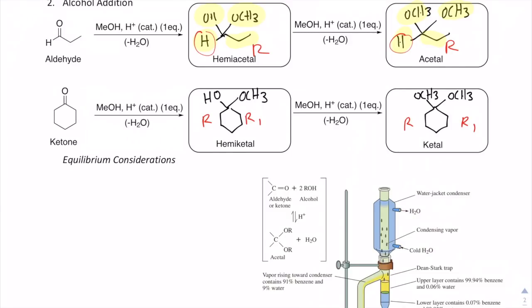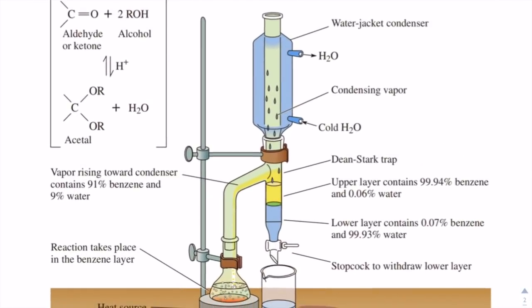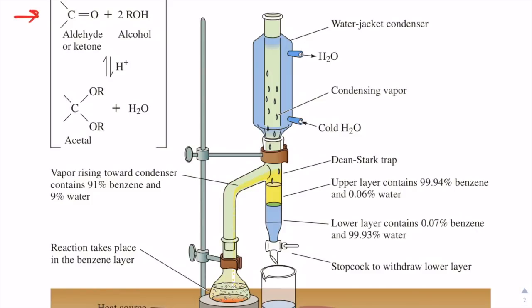The way that we can drive the equilibrium to form these acetal or ketal products is described by Le Chatelier's principle. All right, so let's just take this picture from your textbook. I really like it. This is what I was talking about when I wanted to show you what a Dean-Stark trap is. So if we look over here, we have this aldehyde or ketone, and we're adding in alcohol, and we are forming acetal and water.